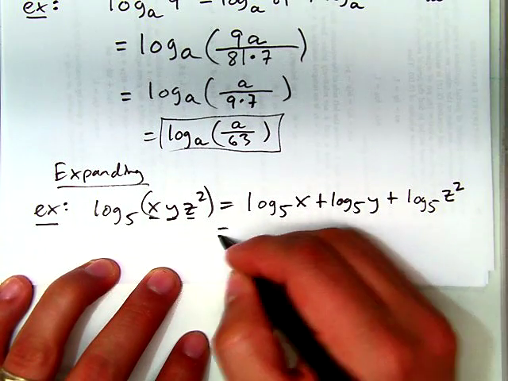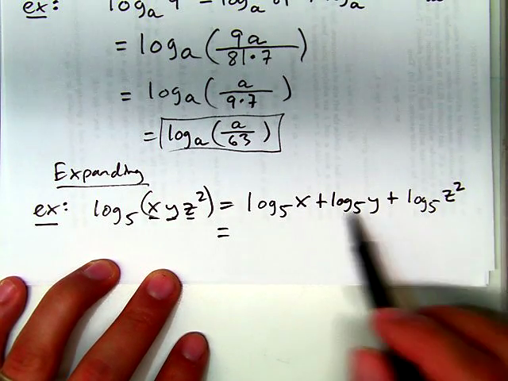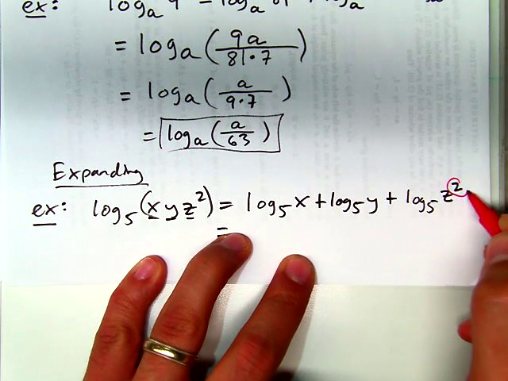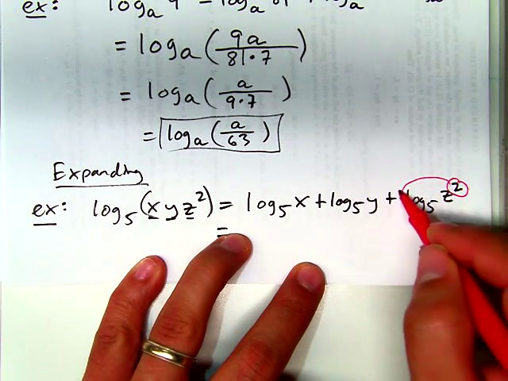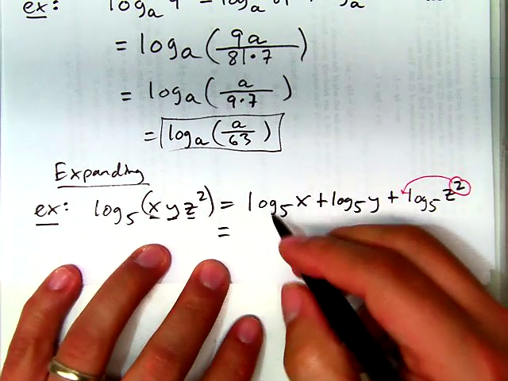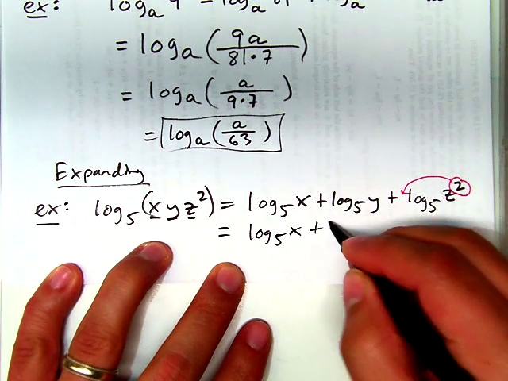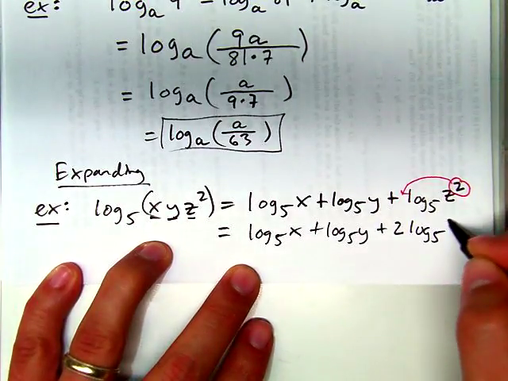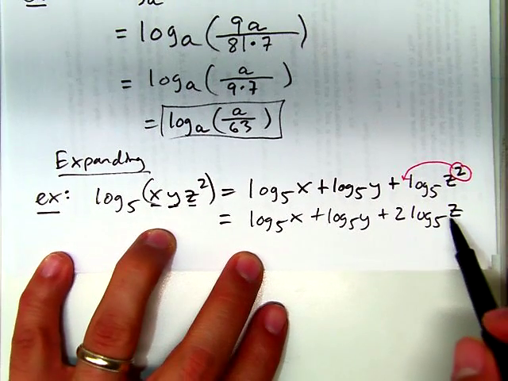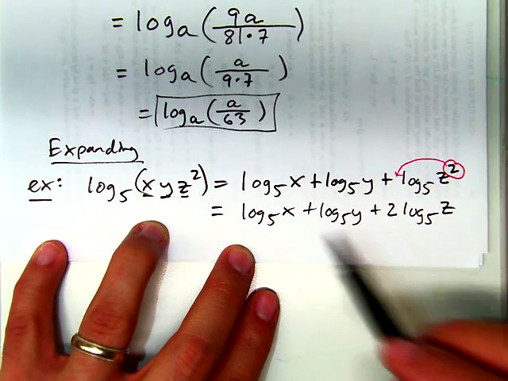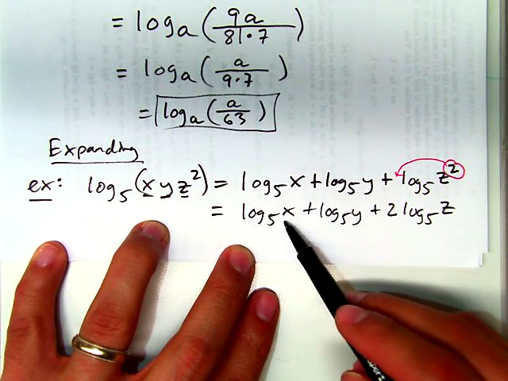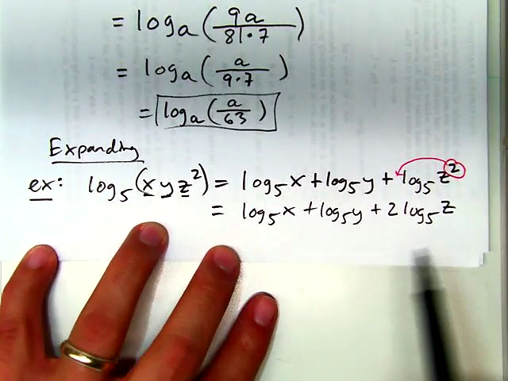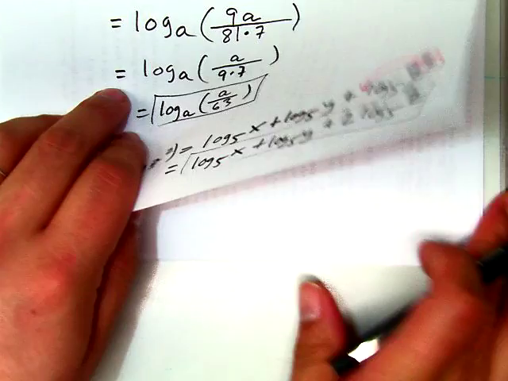Now the last thing that we can do, we can put this 2 in front of the last log. So it would be log base 5 of x plus log base 5 of y plus 2 log base 5 of z. Okay, so when you expand, you write them in as many logs as possible, and we usually don't want any products, quotients, or powers in the argument. Okay? Let's do one more expanding example.